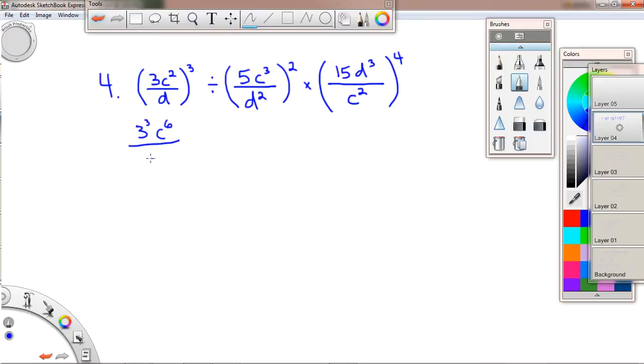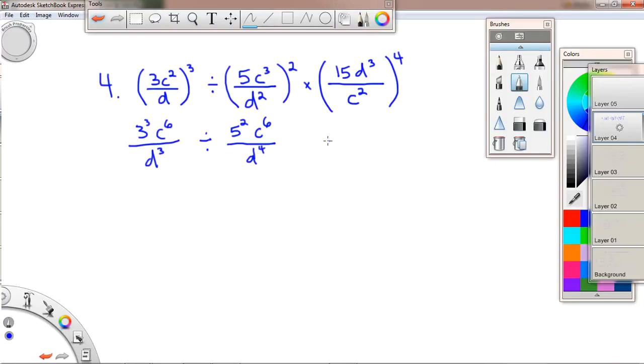D to the third power is going to be d cubed. We're going to be dividing this by 5 to the second power. And I'm just leaving things in exponential notation, so I'm not writing 25 here. I'm just going to write 5 squared. C to the third to the second is going to be c to the sixth. D squared to the second power is going to be d to the fourth.